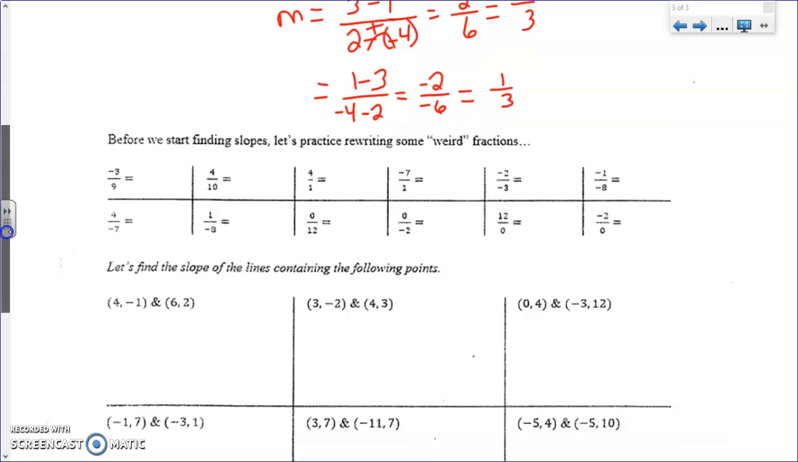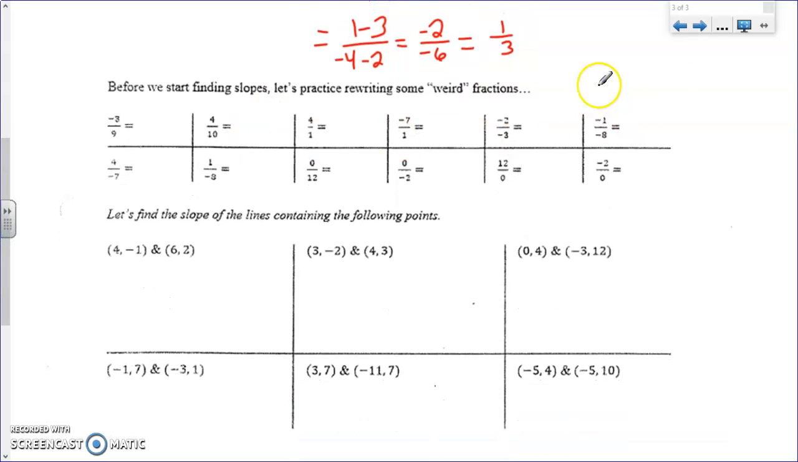Okay. So let's look here. Before we go on, we're going to look at some fractions. If I have negative 3 divided by 9, what number will go into 3 and 9? 3. So what's a negative divided by a positive? A negative, and 3 goes into 3 one time, and 3 goes into 9 three times.